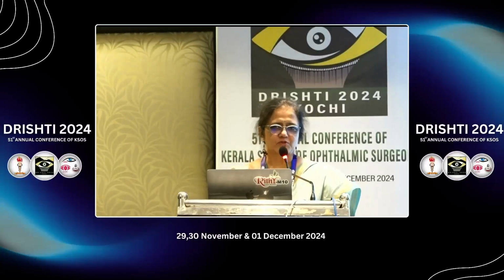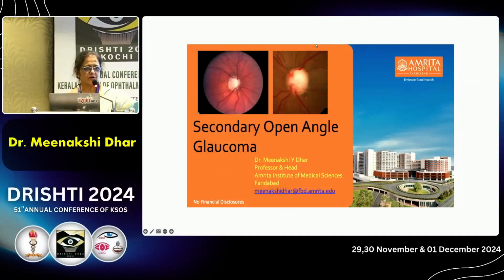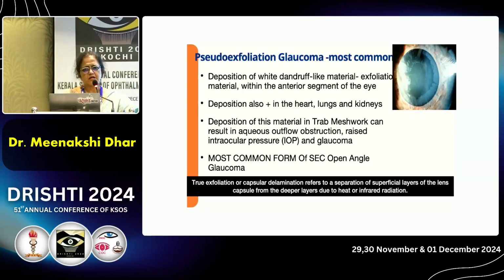After these beautiful talks, I will just be giving an overview of secondary open angle glaucomas. They occur, and we need to suspect them. In any situation, we should not put it down as a primary glaucoma unless we have ruled out a cause of secondary glaucoma, because otherwise your management and your outcome will be affected. There are many causes for the same, and I'll just be dealing with some of them.